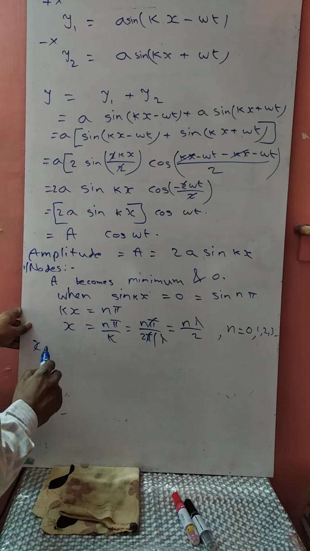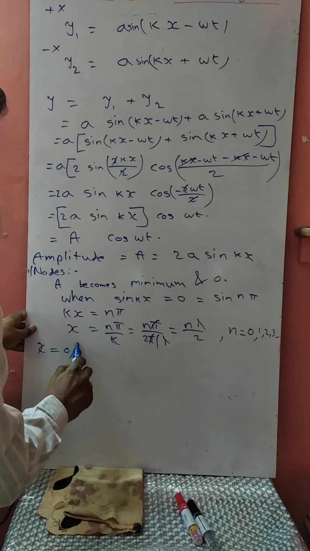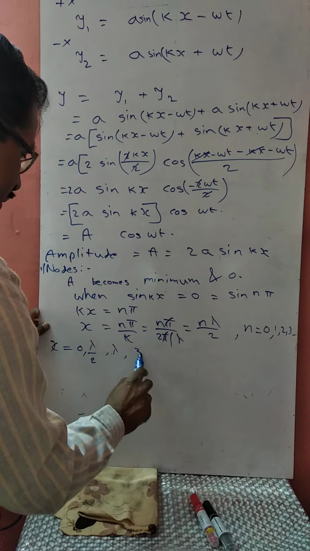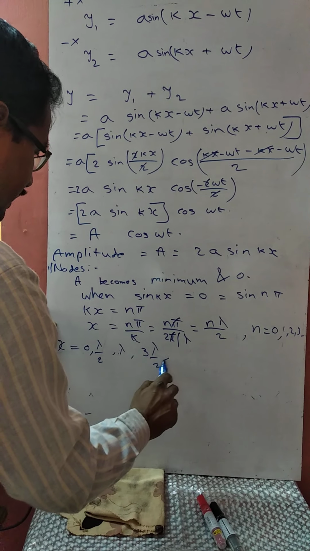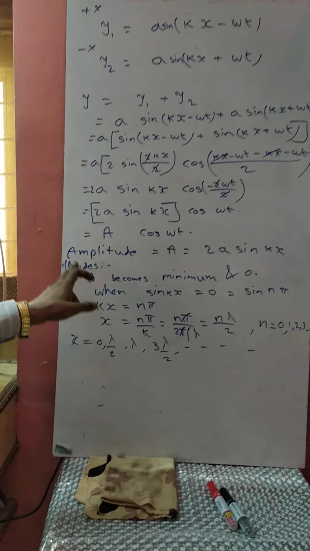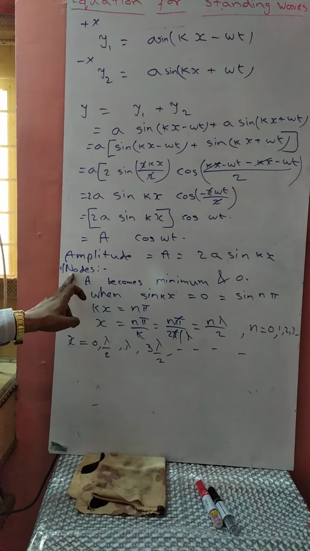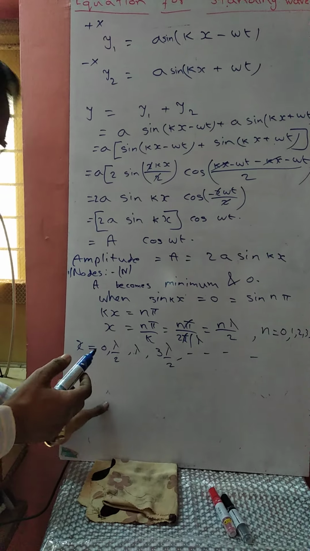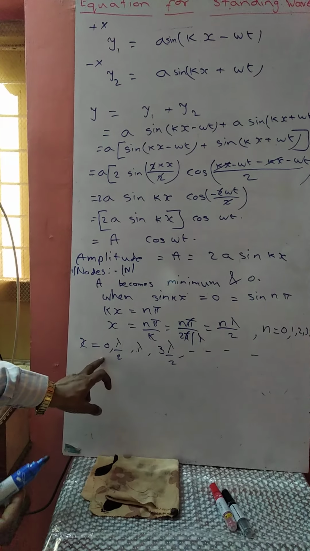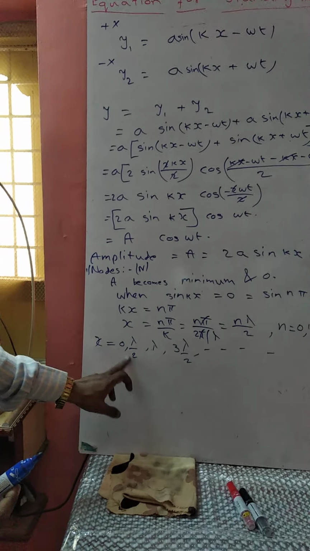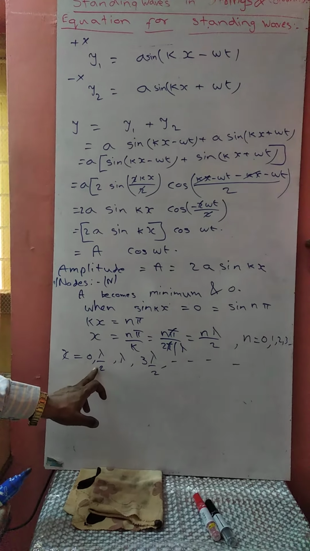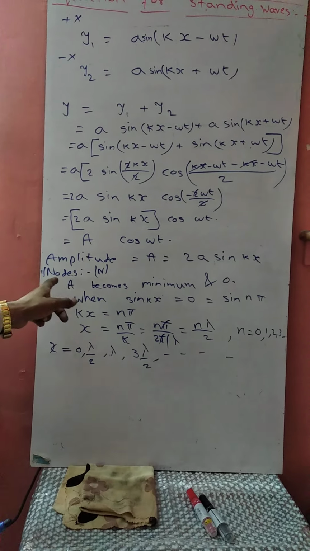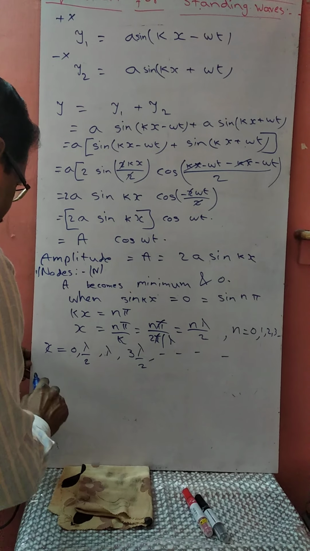So that means x equals 0, then by substitution lambda by 2, then 2 into lambda by 2, which is nothing but lambda, then 3 into lambda by 2, etc. At these positions the amplitude of the wave is minimum, and those positions are called the nodes, which are represented by N. So from this you can say that for consecutive nodes, the distance between them is lambda by 2. The difference of these two is lambda by 2, the difference of these two is also lambda by 2. So the distance between two consecutive nodes is lambda by 2.